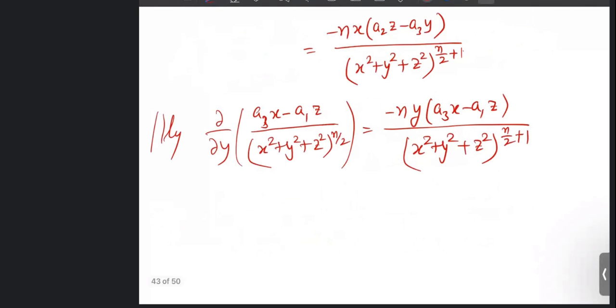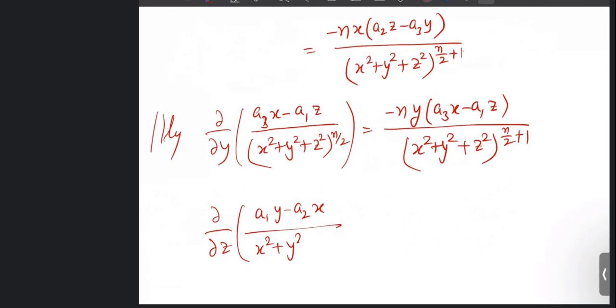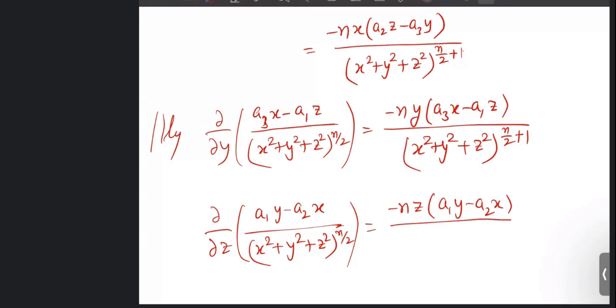And the third one is with respect to z, that is (a1y minus a2x) divided by (x square plus y square plus z square) raised to the power n by 2, which is equal to minus nz into (a1y minus a2x) whole divided by (x square plus y square plus z square) raised to the power n by 2 plus 1.